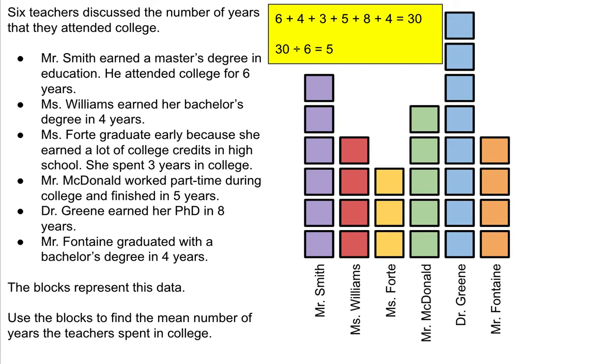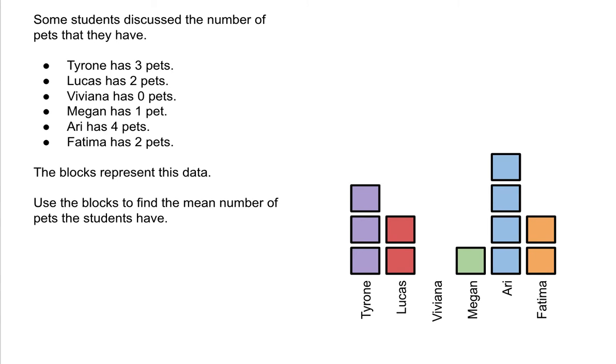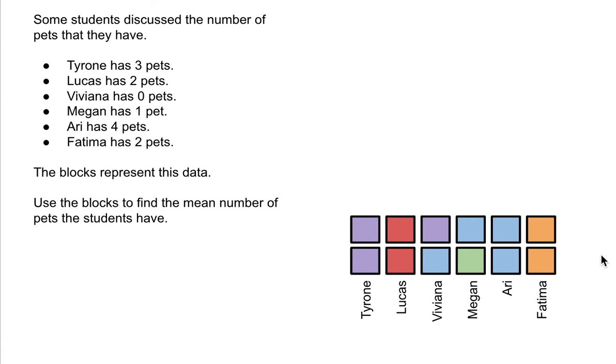Okay, here's one more example like this. It's the number of pets that some students have. Tyrone has 3, Lucas has 2, Viviana doesn't have any, Megan has 1, Ari has 4, and Fatima has 2. Let's rearrange those blocks. It's fun to do. Taking some blocks away from Ari, now taking one away from Tyrone, and now everybody has 2. So 2 pets would be our mean.